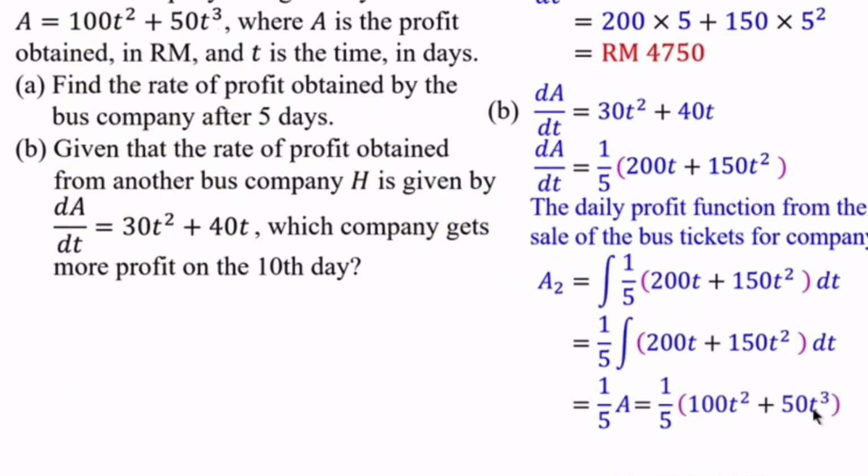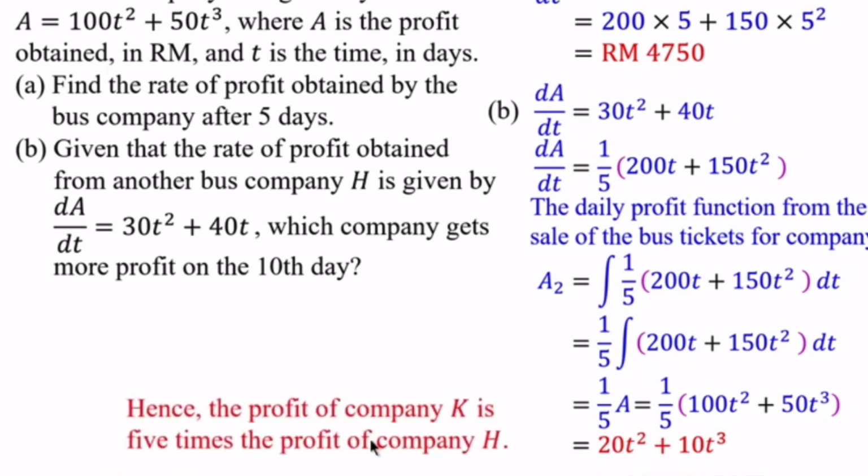Alright, so from there we can see the relationship between company H and company K. So you can say that company K is actually making more profit than company H. Finally, I can conclude that company K is actually making a profit 5 times more than company H. Right? So this is the conclusion. So company K will get more profit than company H, and the profit of company K is actually 5 times compared to company H. Alright, so that is how we solve the question involving application of integration as the reversing process of differentiation.